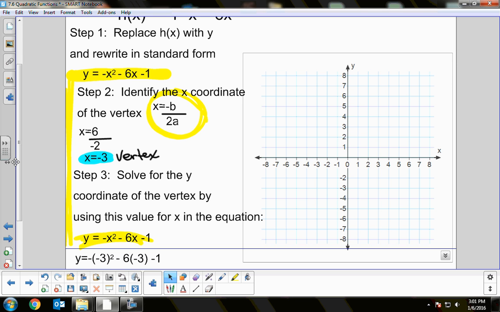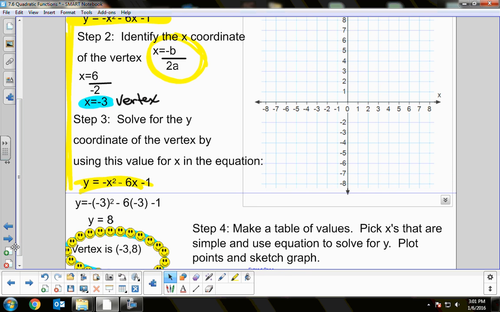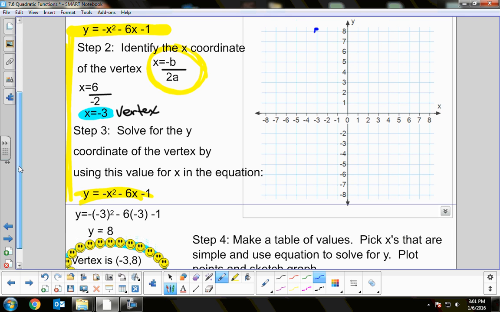So let's start plotting some things here. The vertex is negative 3, 8. 8 goes up here. Negative 3, 8. Doesn't exactly work. Okay. Negative 3, 8. And so my x y table has negative 3, 8.